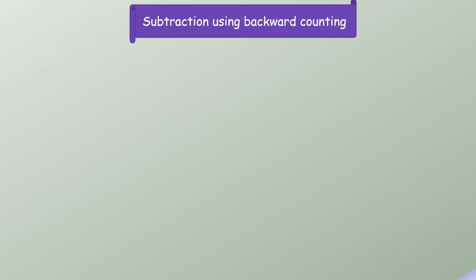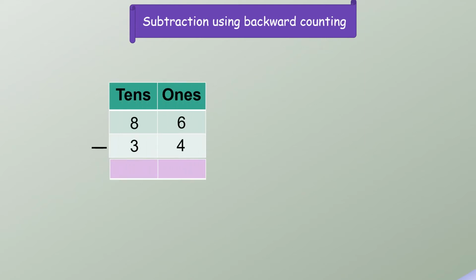Let us learn subtraction using backward counting. We have done backward counting in single digit subtraction, and we have done 2 digit by 1 digit also. Now let us do the same thing with 2 digit by 2 digit. Here are 86 and 34, and we need to take away the smaller number 34 from 86. This is the smaller number, 34, which I have written below 86 because 86 is the bigger number.